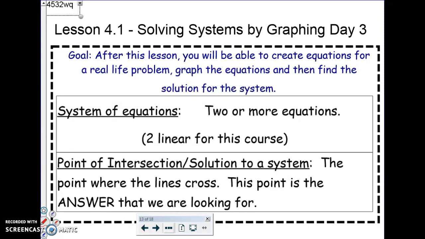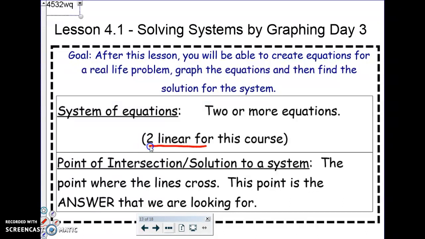So I'm not going to have you fill in the vocabulary for a third time, but I did want to review what it is we're doing and where we're going. After this lesson, you should be able to do the whole thing in order to solve a system. You're going to be able to create equations from a word problem. You're going to be able to graph the equations, and then you're going to use your graph to find the solution to the system.